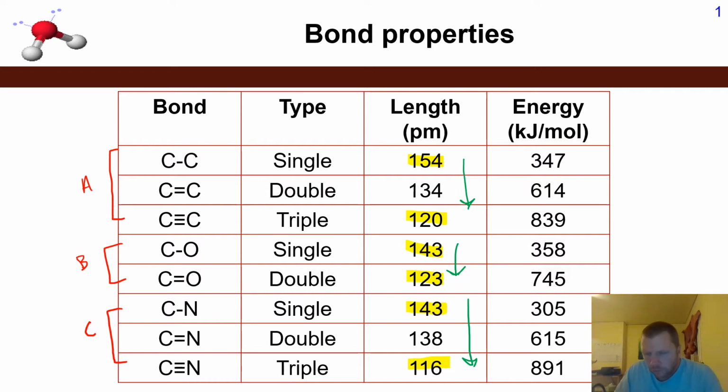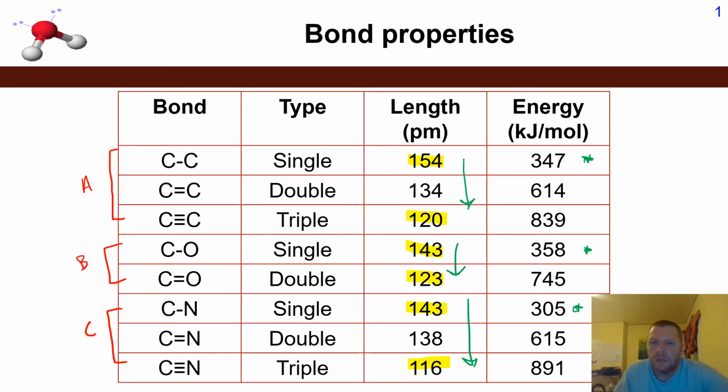Now, there's an inverse relationship between bond length and bond energy. So bond energy, think about that as the energy that would be required to break that bond. So if we look at a single carbon-carbon bond, it takes 347 kilojoules per mole. If we look at a carbon-oxygen single bond, it's 358. A carbon-nitrogen single bond is 305. Okay, so those are all comparable to one another.